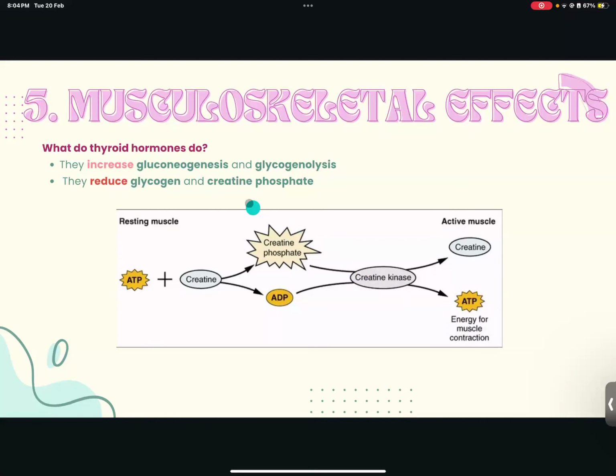So thyroid hormones are going to increase your gluconeogenesis and glycogenolysis, and they're going to decrease your glycogen because they're increasing glycogenolysis, and they're also going to reduce your creatine phosphate.